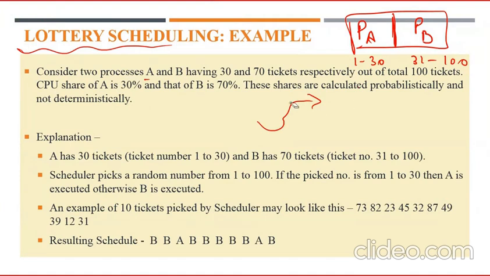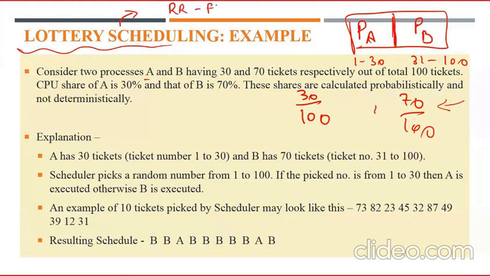Based on probability, which we have already studied in school or in the first or second semester, you can directly say that the probability of selecting process PA is 30 by 100 and of PB is 70 by 100. I'm not saying that every time this process gets selected, it's not like that. Remember that the lottery scheduling algorithm uses the concept of round robin. Round robin is a combination of FCFS and a time quantum.